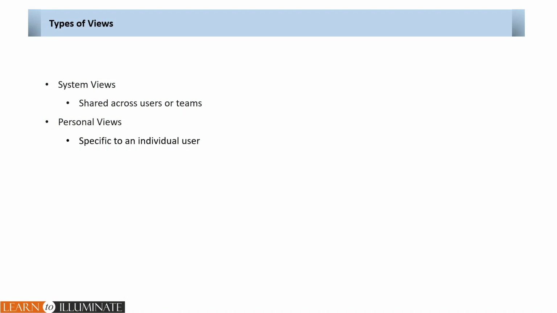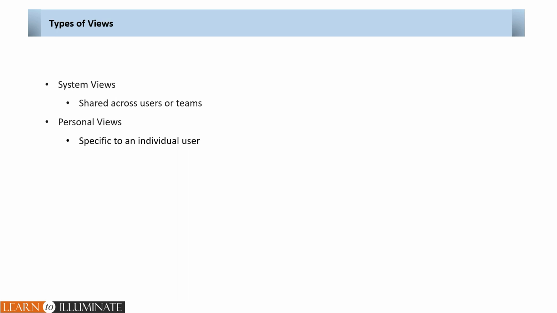We have two types of views. One is system views and the second one is personal views. The system views are created when you are setting up the system, or created by your system administrator or customizer. That view is based on your business process and will be shared across multiple users or the team. On the other hand, personal views are specific to the individual user. For example, I have permission to create a view for myself, and then I can share that view with other users. Ideally, the personal view is specific to the individual user.